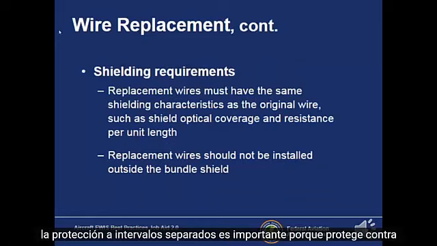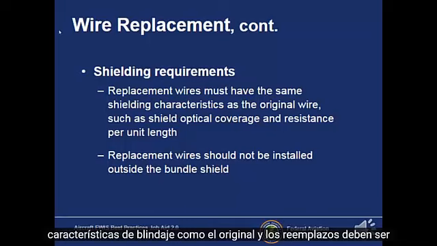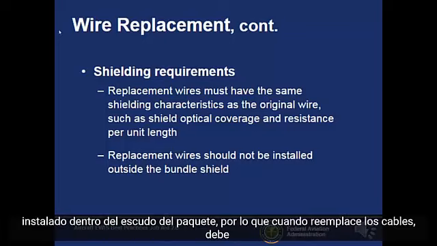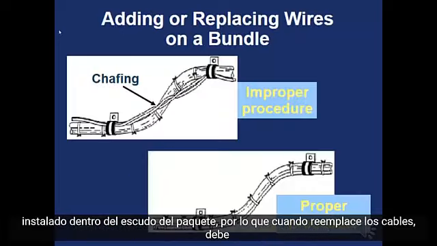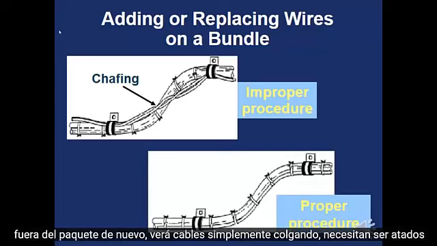Shielding is important because it protects against electromagnetic interference. So replacement wires need to have the same shielding characteristics as the original, and the replacements need to be installed inside the bundle shield. So when you do replace wires, you need to make sure to add them in with the rest of the bundle. They cannot be hanging out outside of the pack.